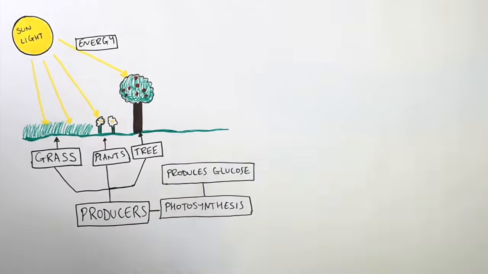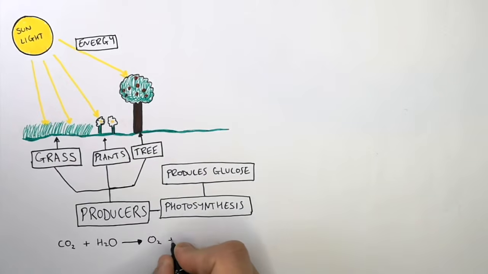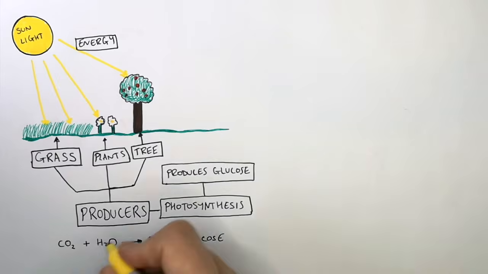in plants. So photosynthesis is when carbon dioxide reacts with water using the light energy from the sun to produce oxygen as a byproduct and glucose, a sugar that the plant uses for respiration. And this reaction can only happen with the light energy from the sun.